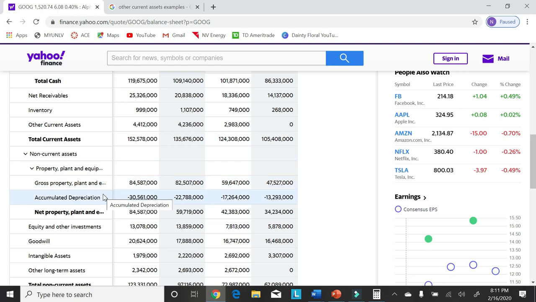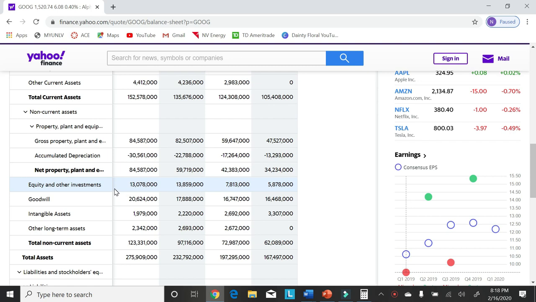And then right below that one is accumulated depreciation, which is the depreciation accumulated throughout all the assets. So for example, if you have a building and the building's value is decreasing, then you would add however much it's decreasing to accumulated depreciation. And this one is equity and other investments, and this one's another miscellaneous one.